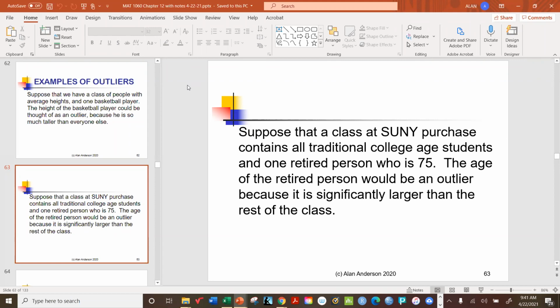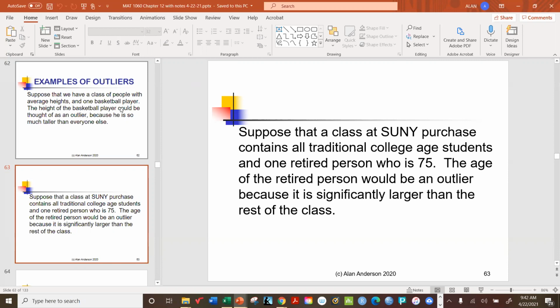So here's the class. Let's say it's Art History 101. And all the students are 19 or 20 years old, but there's that one person sitting there who's 75. They just love learning and they want to learn more. That person's age, though, is well above the rest of the class. And so that 75-year-old would represent an outlier because this person is much older than everyone else.